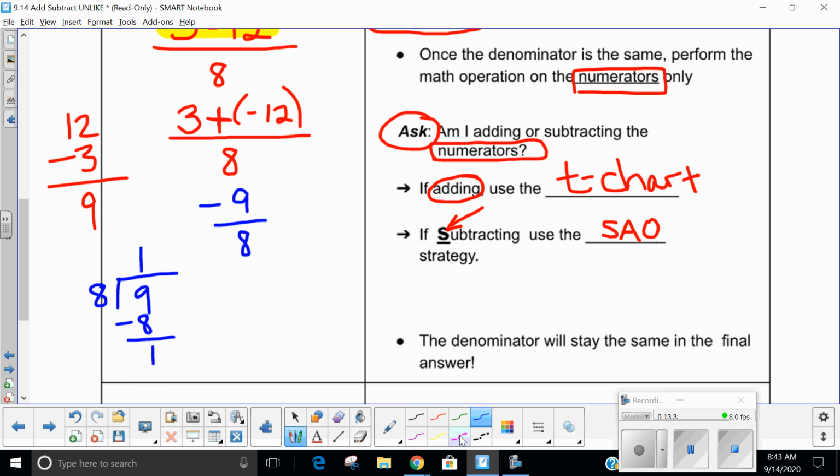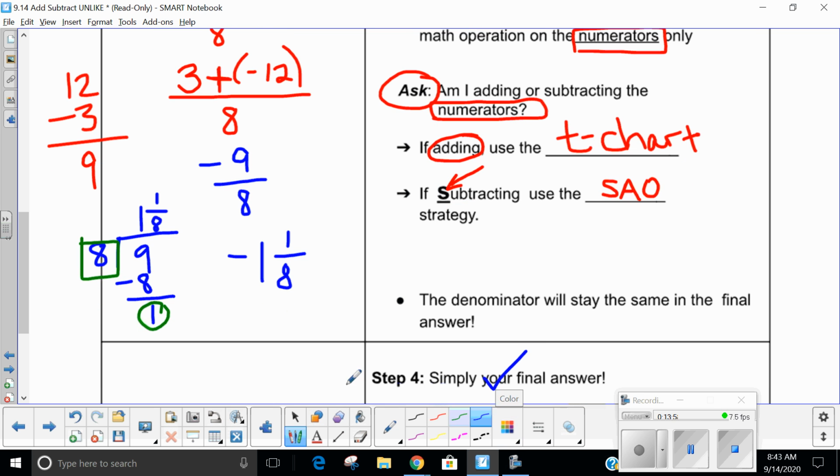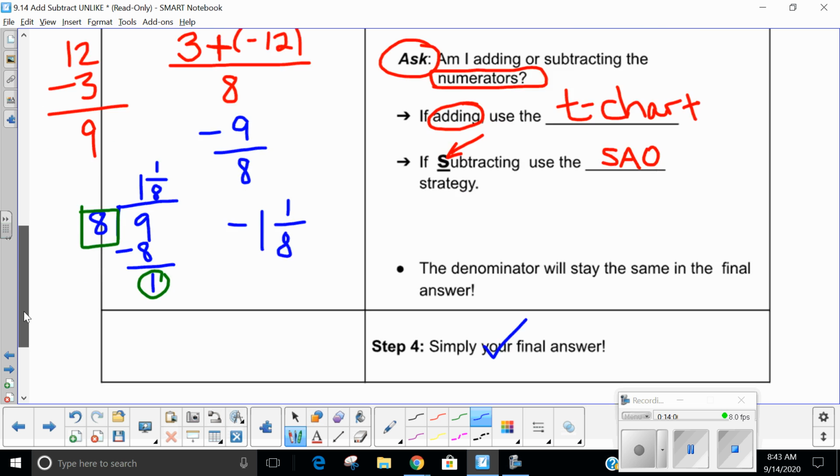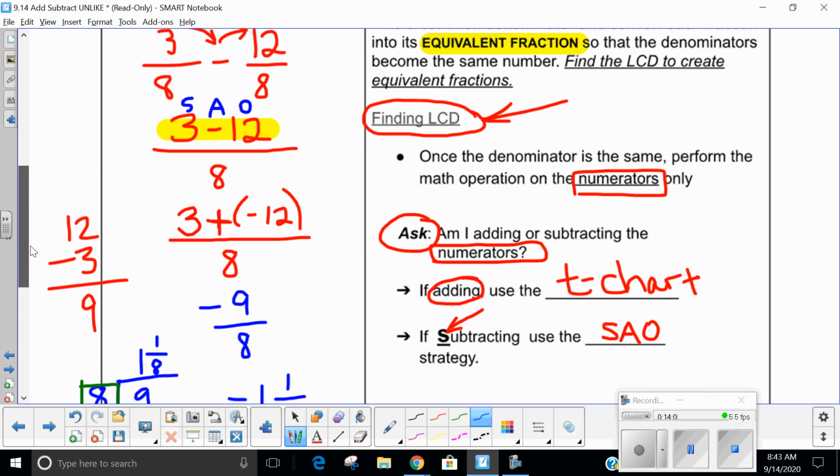So then remember, the remainder becomes this over this. So it becomes 1 over 8. But I can't forget my negative sign because my answer is negative. So the answer will be negative 1 and 1 over 8. Okay? And we simplified our answer. So all you're doing is bringing all of your steps together in one problem.